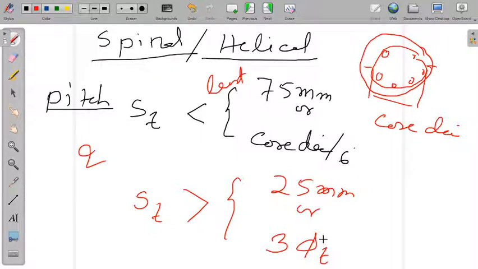Suppose you are using an 8 mm diameter spiral bar, then 3 into 8 is 24, or 25. So it must be greater than, so it should be larger. Out of this, which one is larger? So it should be more than 25. So this is how we can decide what the spacing should be and what the pitch should be.